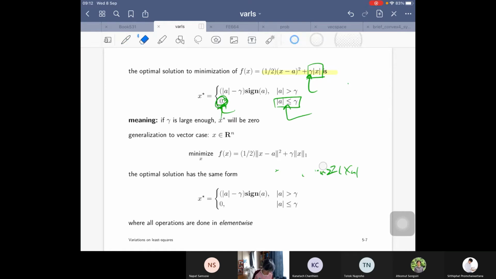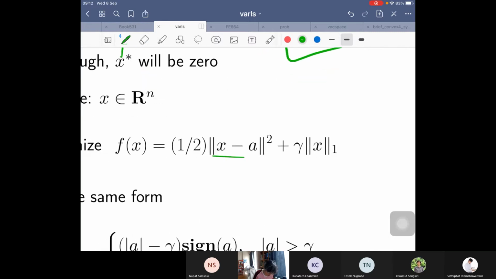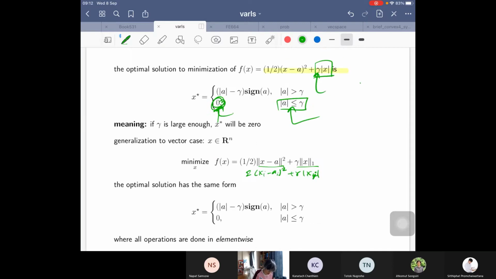Of course, if we extend to the vector case, remember that the 2-norm and the 1-norm, if you put it into the sum, it's going to be the sum of (xi minus ai) squared plus the absolute value of xi. So we can just exploit this result on the scalar, because what you see here is a sum of several terms.